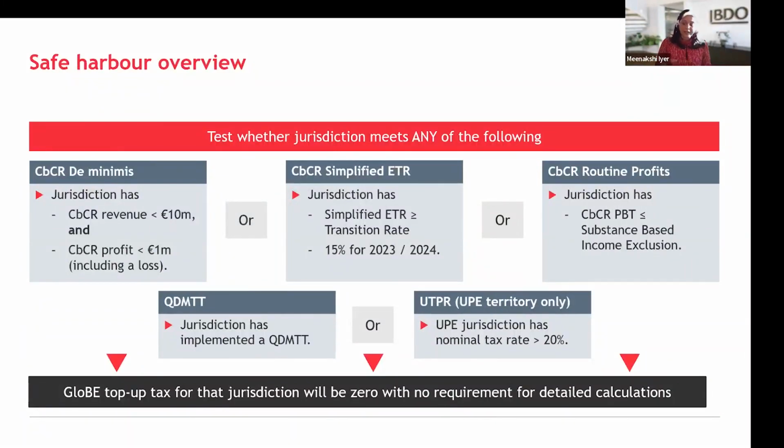So as you know, the OECD had included certain substance-based income inclusion rules where they effectively said that, if your profit is a certain percentage of your employee costs or people costs or a certain percentage of your assets, and if you make that calculation and that is greater than the profit before tax that is reported in your CBCR, then you can actually rely on this safe harbor.